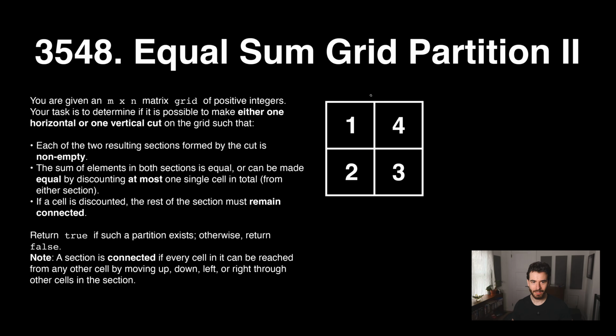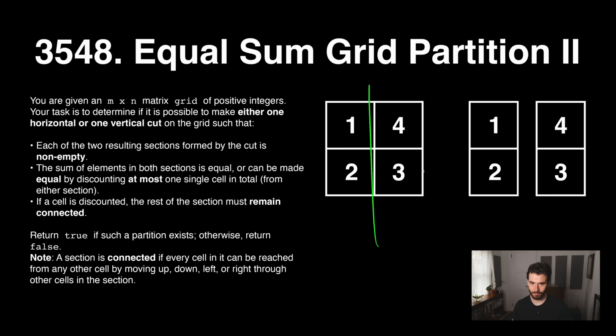Now, if instead we were to make a vertical cut, we'd end up with two sections that look like this. And if we were to add up the two sections, we would get 1 plus 2 is 3, and 4 plus 3 is 7. So these two sections don't have an equal sum, but there's actually something we can do in this problem that we weren't able to do in the previous version of Equal Sum Grid Partition. And that is we can actually remove at most one cell from either of the sections to try to get an equal sum. So in this example, we can see that the second section has a higher sum than the first section. So is there any element we can remove from here that would make these two equal? Well, if we were to remove 4 from this section, we'd have 7 minus 4 equals 3. And so by removing this element from this section, we're able to now have an equal sum partition.